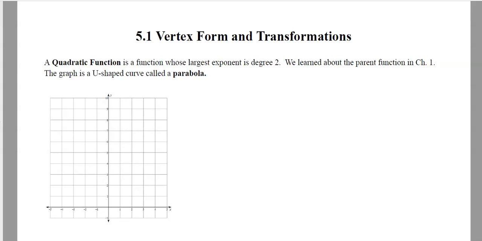So it says a quadratic function is a function whose largest exponent is degree 2. We learned about the parent function in chapter 1. The graph is a U-shaped curve called a parabola. So here's what the function looks like. It's f of x equals x squared. So when I said degree 2, that's that 2 we're talking about.